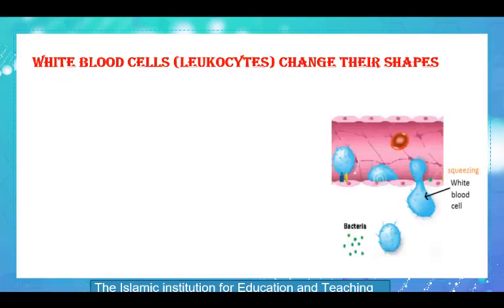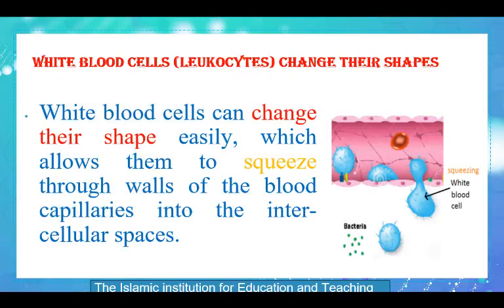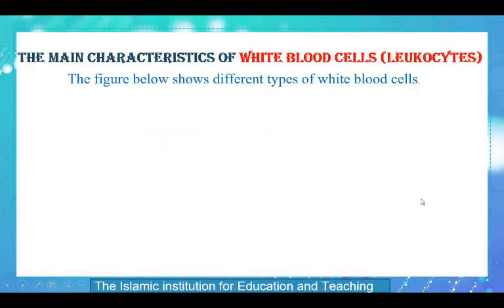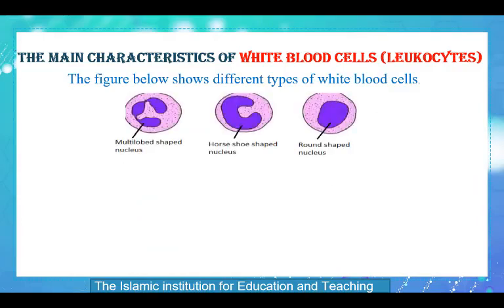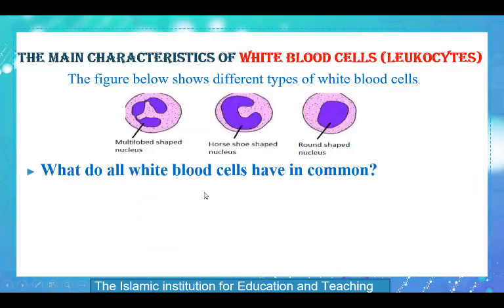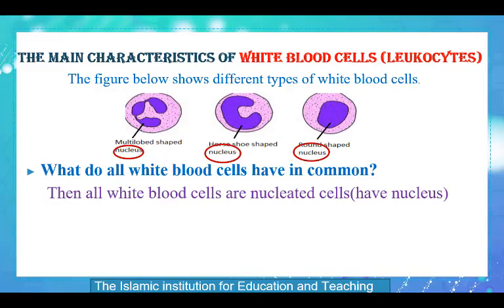The second, it can change its shape easily, which allows them to squeeze through walls of the blood capillaries into the intercellular space. The third characteristic. The figure below shows different types of white blood cells. What do all white blood cells have in common? Yes, they all have a nucleus. Then, all white blood cells are nucleated cells.